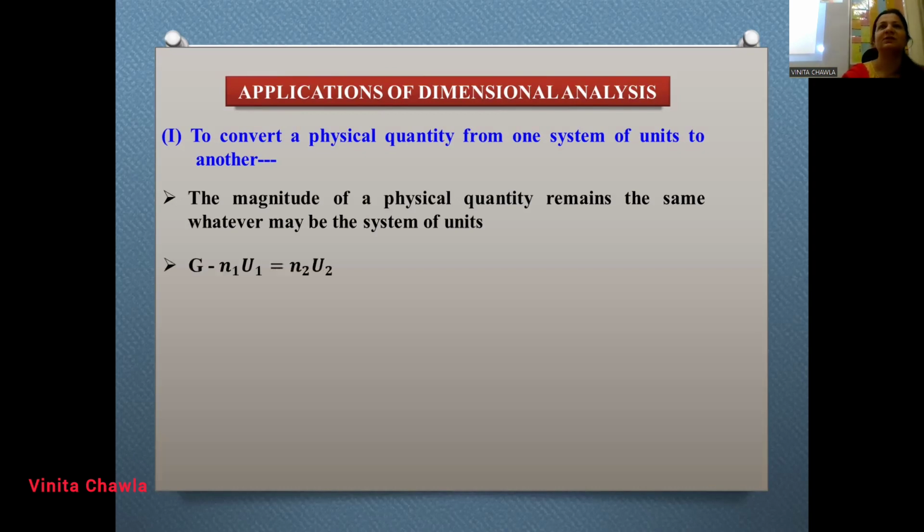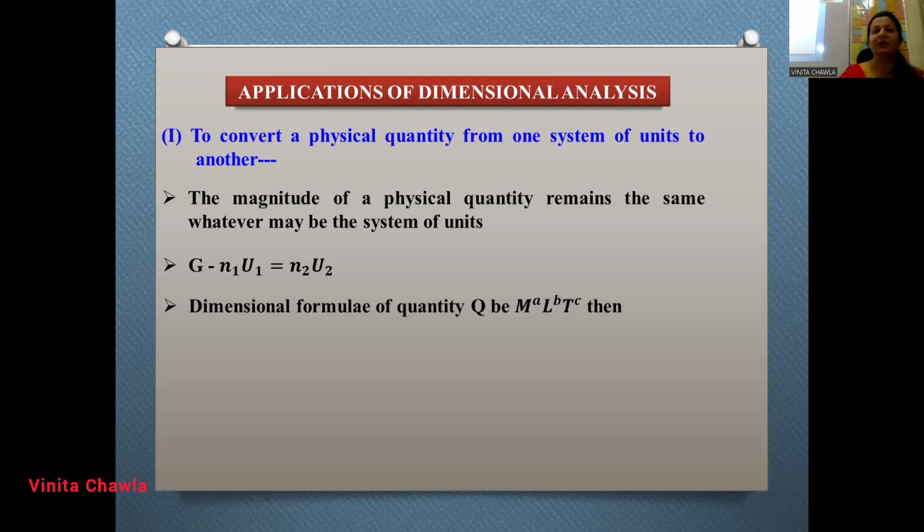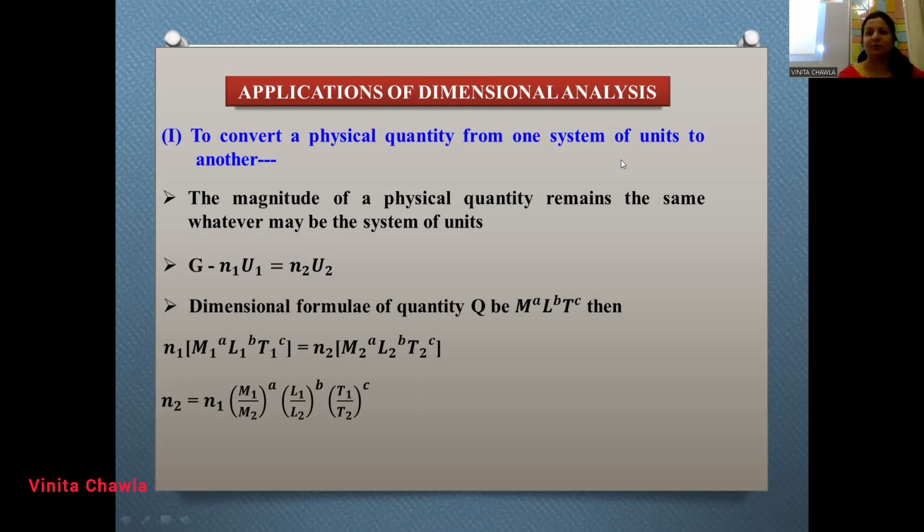This we have discussed in the previous class, that N1 U1 is equal to N2 U2, right? In the measurement section, we had covered this. And the dimensional formula of quantity Q be M^a L^b T^c, then N1 M1^a L1^b T1^c is equal to N2 M2^a L2^b T2^c. What is this? Did you not understand? Let's do it now. So N2 is equal to N1, so we can convert like this.